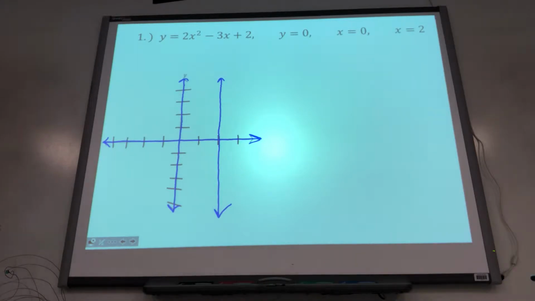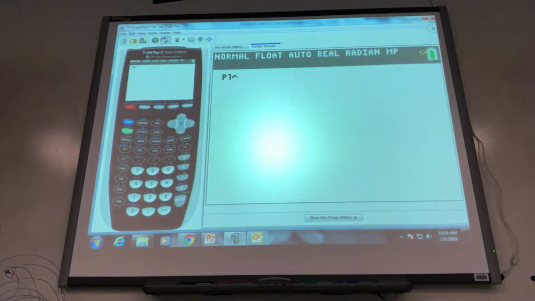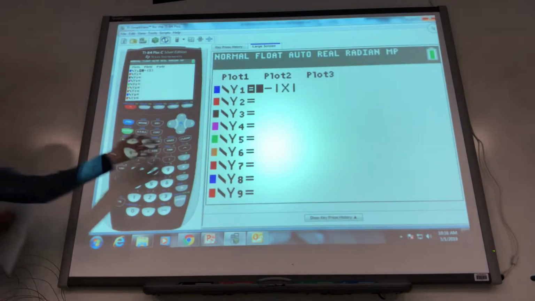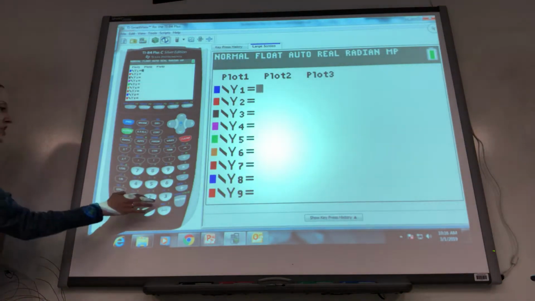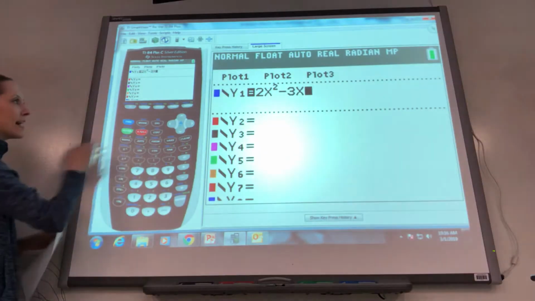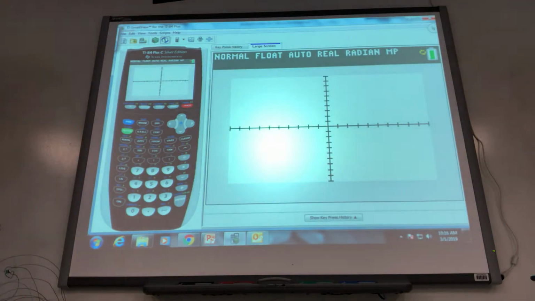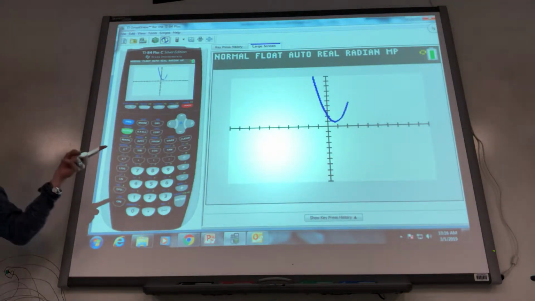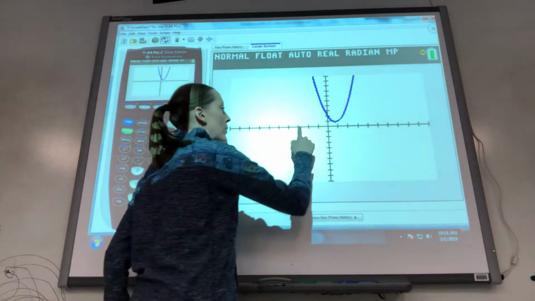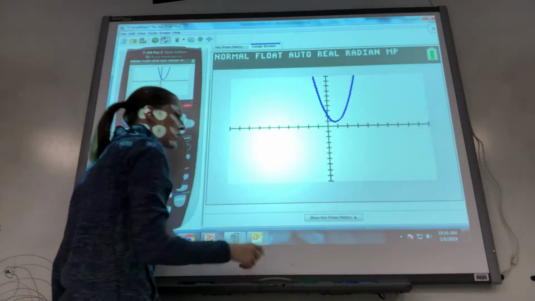I'll graph this real quick on mine. You might have your calculator in front of you, but I'm just typing this parabola into my calculator to see what this looks like. Let me clear that out. It was 2x squared minus 3x plus 2. So you kind of have to imagine all of those other lines on this graph as well. Remember, we had y equals 0, x equals 0, and x equals 2.